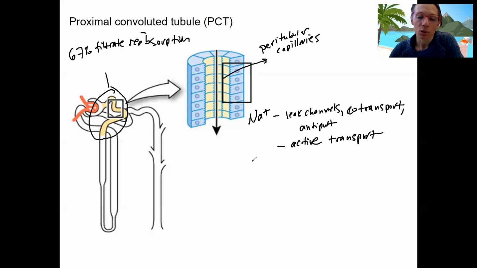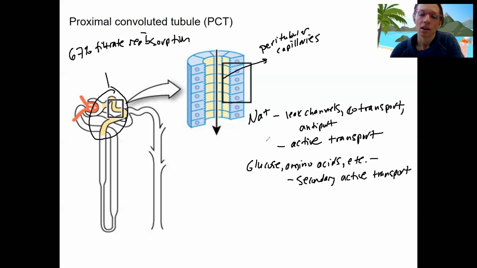I already mentioned glucose. So glucose, amino acids, vitamins and other nutrients, some other ions are going to move through this apical side via secondary active transport, co-transport with sodium. That's going to allow them to get into the epithelial cell. Then we're going to have also facilitated diffusion. And what determines which one of these occurs where is where the gradients are. So electrochemical gradients.